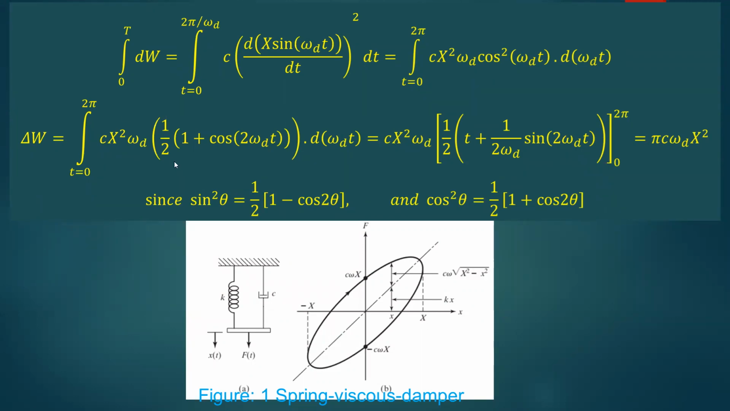Finally we get the amount of energy dissipated due to the damping, which gives us π c ωd X squared. Here c is the damping coefficient, not ratio but coefficient, ωd is the damped natural frequency, and X is the maximum amplitude of vibration. So the integral of dW from 0 to Td gives us the change in W, which equals π c ωd X squared. This is the amount of energy dissipated during one complete cycle.